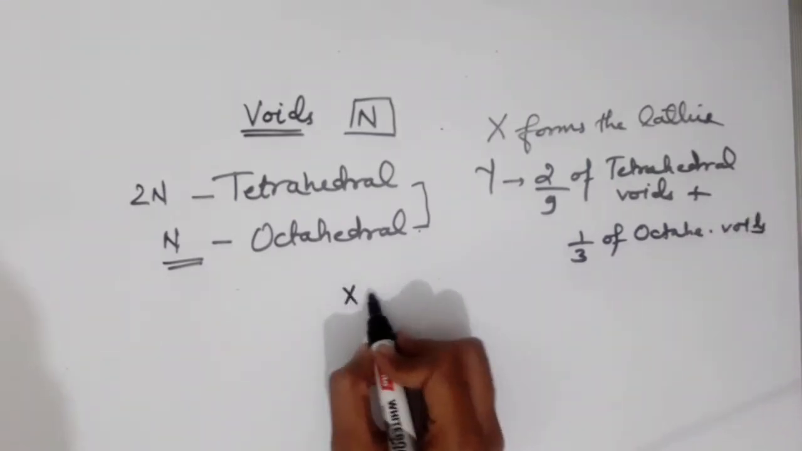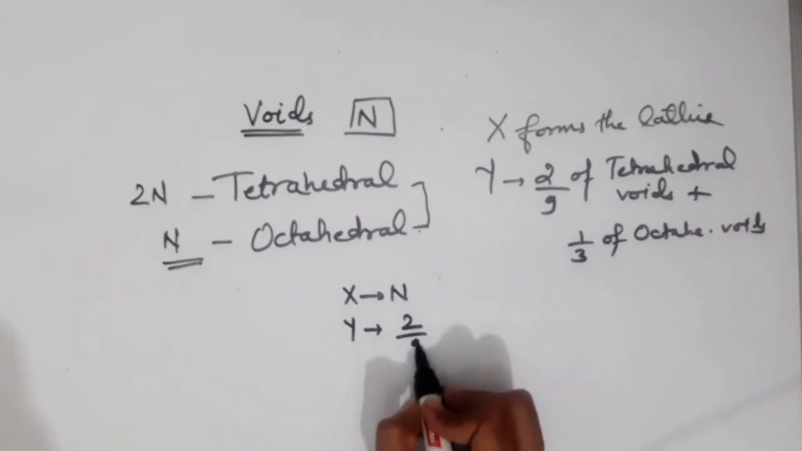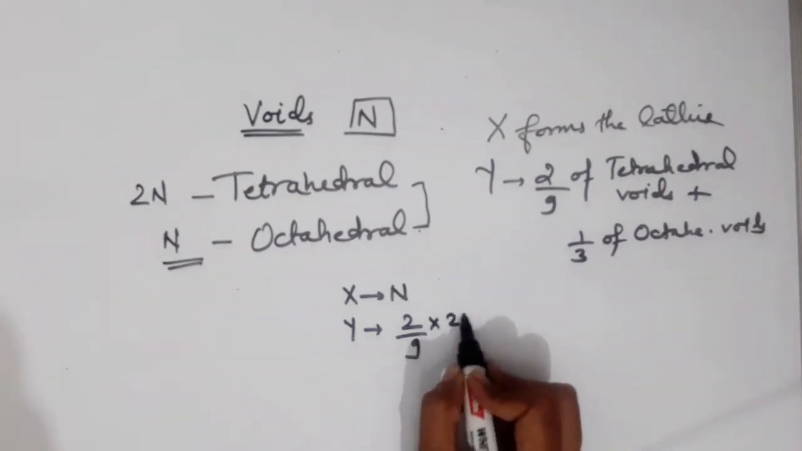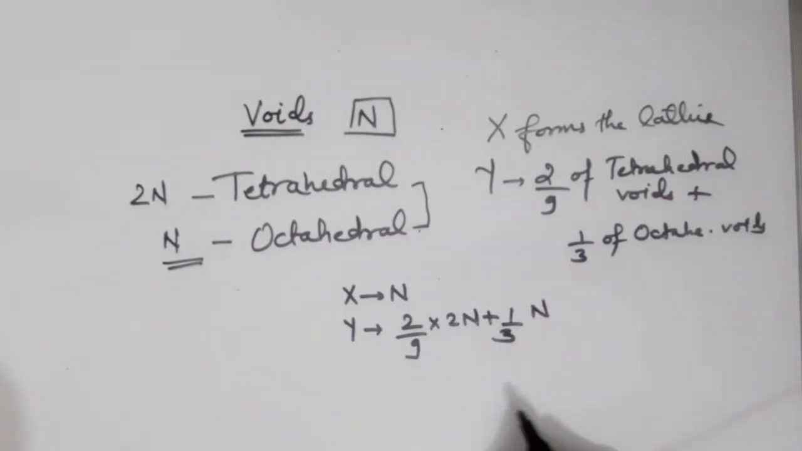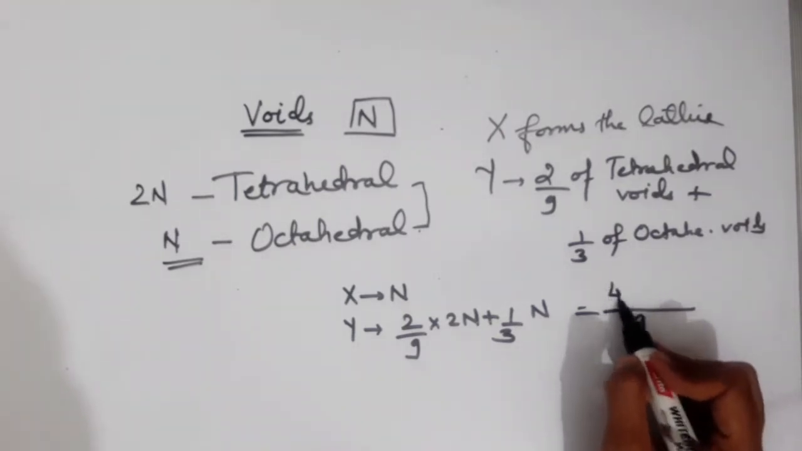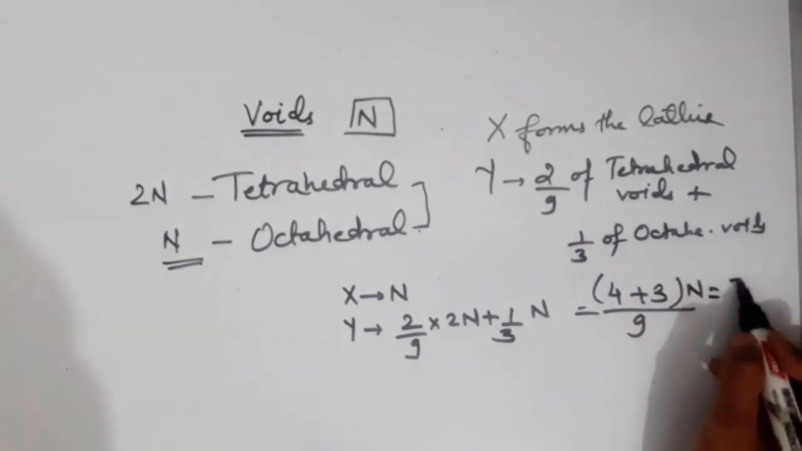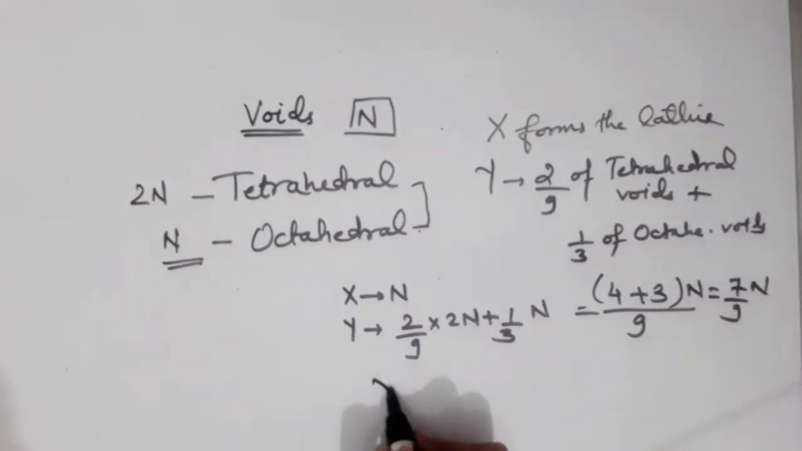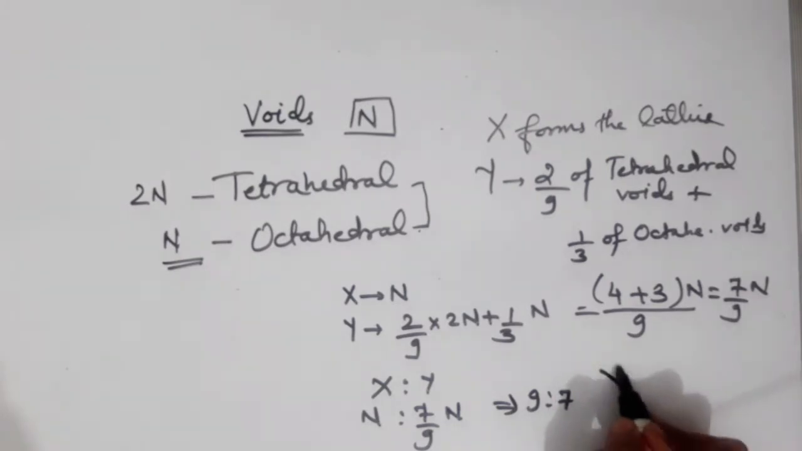So X forms the lattice, the number of atoms in X is n. For Y it would be 2/9 of total tetrahedral, which is 2n, plus 1/3 of octahedral, which is n. So taking the LCM, n into (2 into 2 is 4, plus 3) over 9 is equal to 7/9 n. Now taking the ratio of X and Y, we have n ratio 7/9 n. This will be 9 ratio 7. The formula of the compound would be X9Y7.